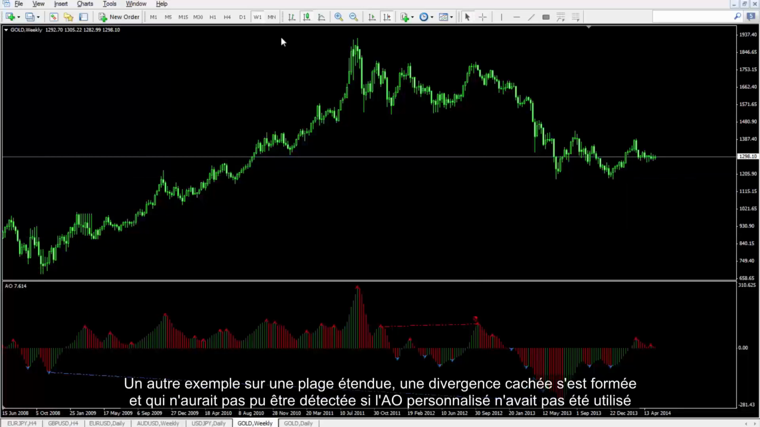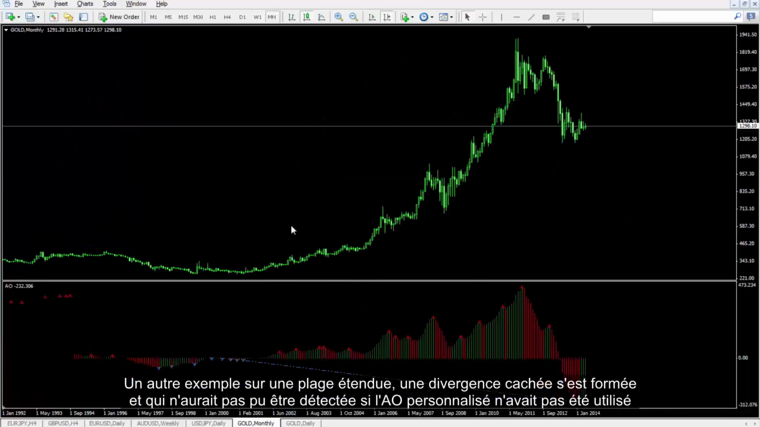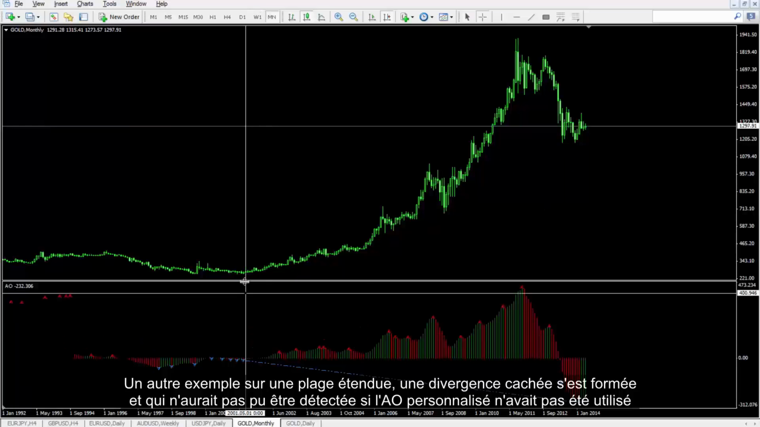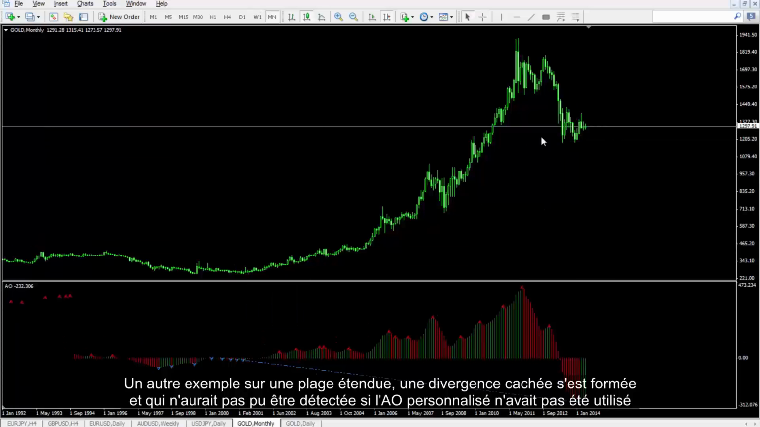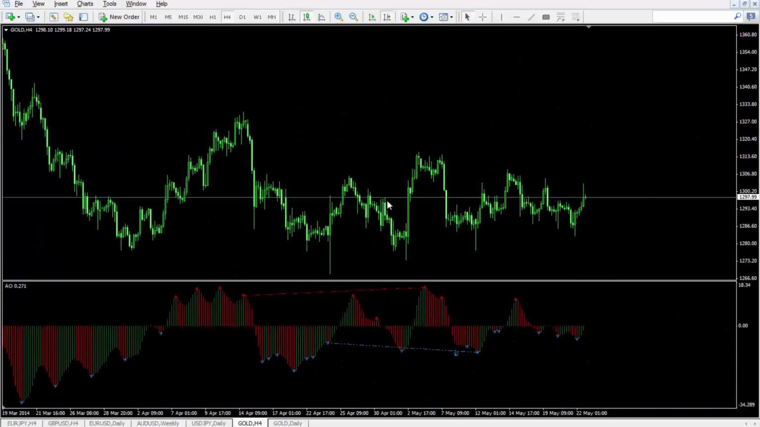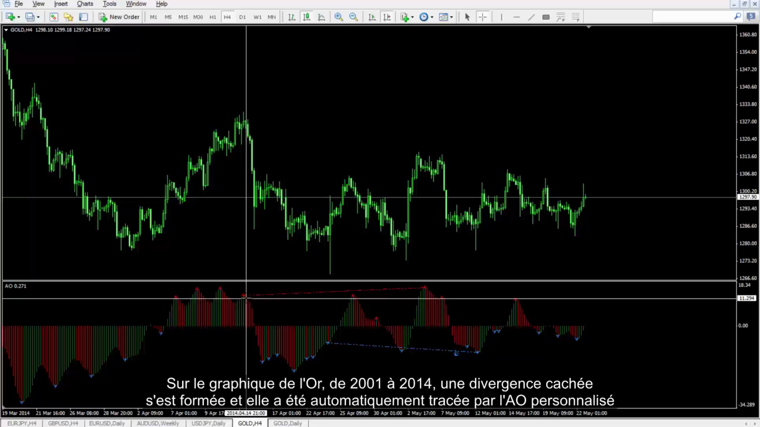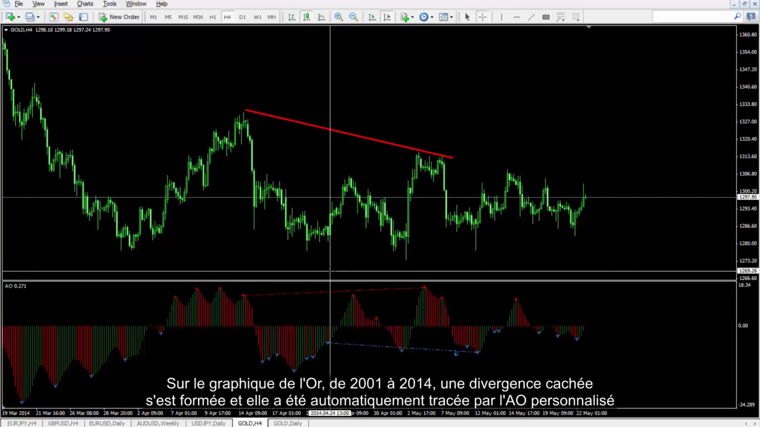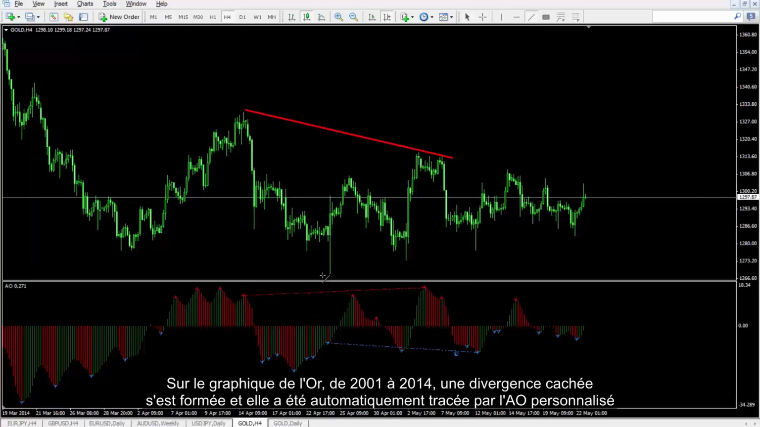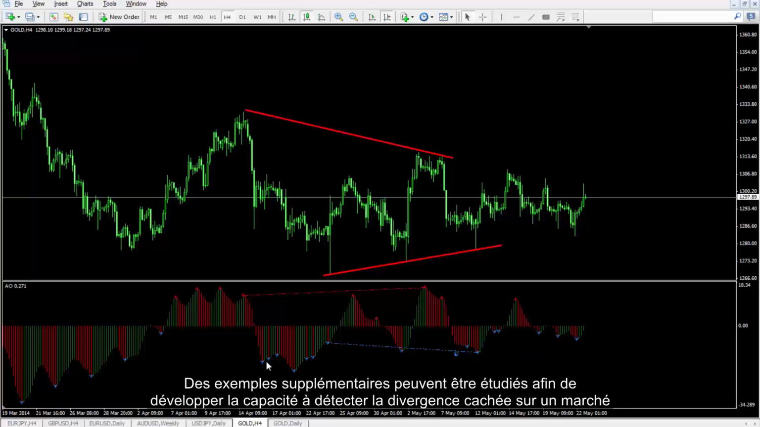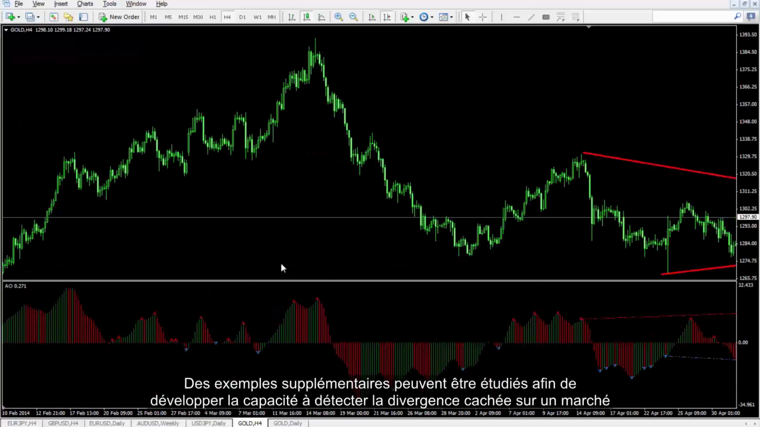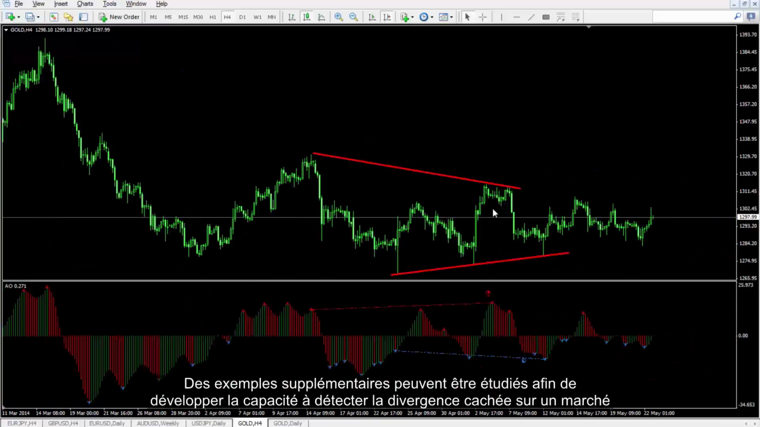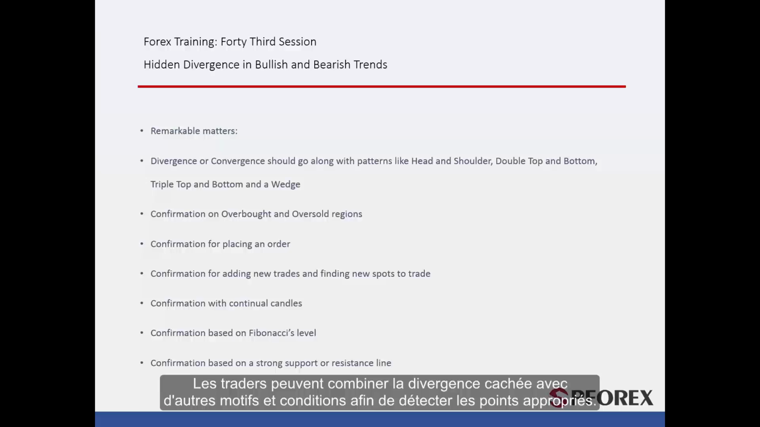Another example, on a wide range, a hidden divergence has formed, which could not have been detected if customized AO was not used. On the gold chart from 2001 to 2014, a hidden divergence has formed that is drawn automatically by customized AO. More examples can be studied to develop the ability to detect hidden divergence on a market. Traders can combine hidden divergence with other patterns and conditions to detect appropriate points.